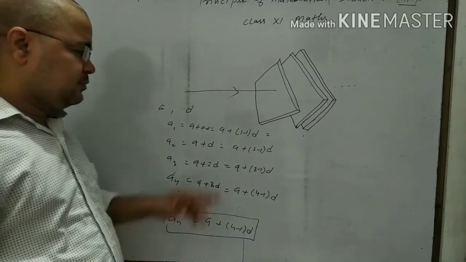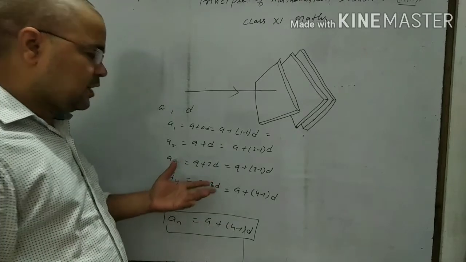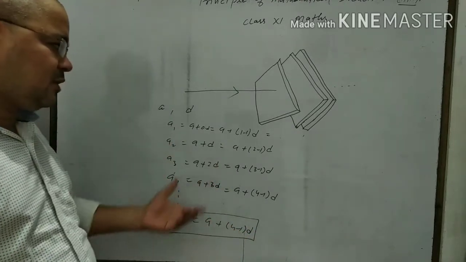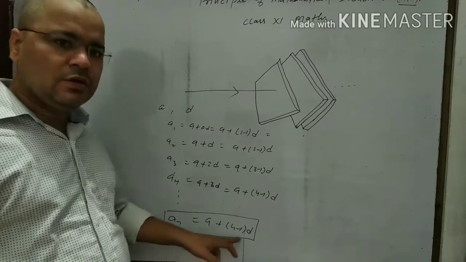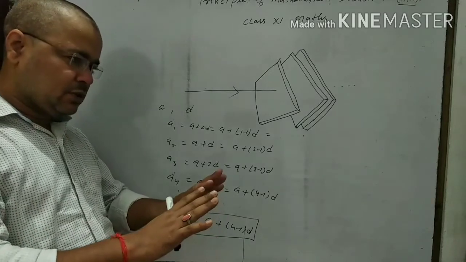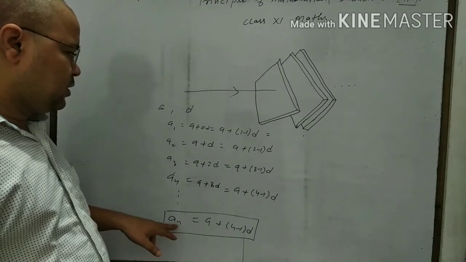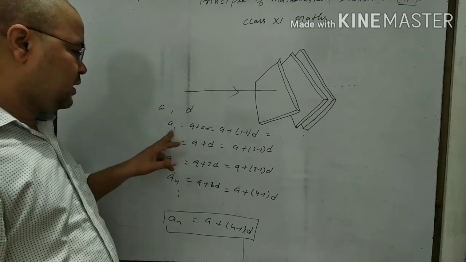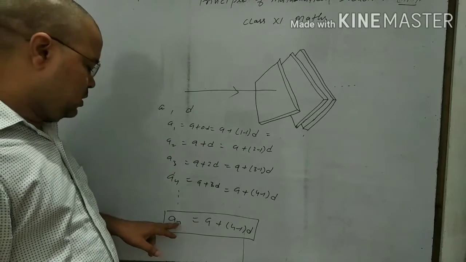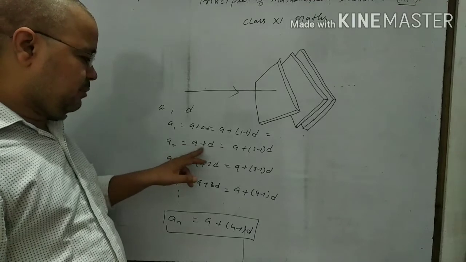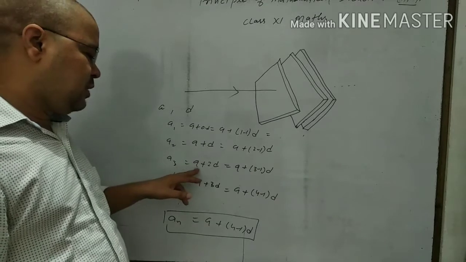Get it? This is the use of induction, and an example of induction also. From the particular, we make a general rule. If we put n equal to 1, it gives A1 is equal to A. If we put n equal to 2, then A2 is equal to A plus D. If we put n equal to 3, it gives A3 is equal to A plus 2D.